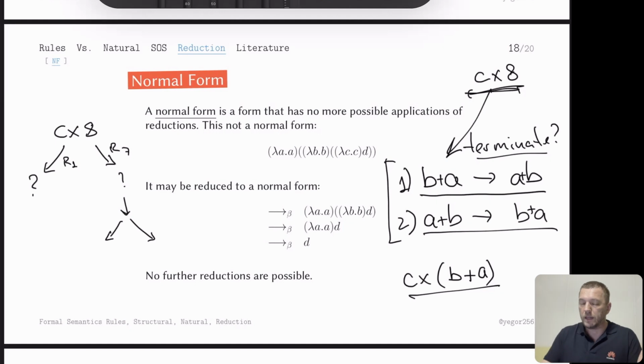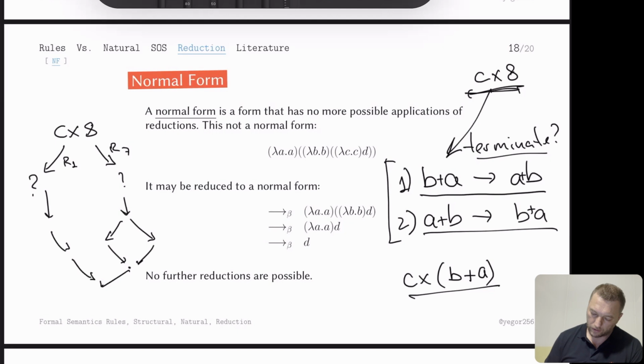I can apply different rules, and so on and so forth. So they say that eventually, it will hit the same point. So for this expression, we have only one normal form. That's basically the essence of confluence, the property of a reduction, of a rewriting system. So it always will converge at one point.